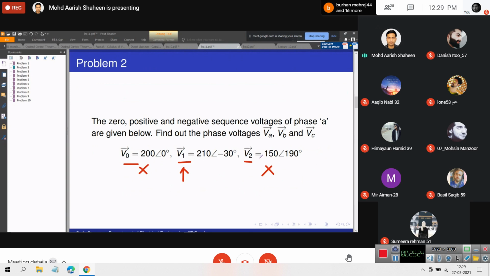Okay. So what can we infer from this? If you look at the negative sequence voltage, it's very large.